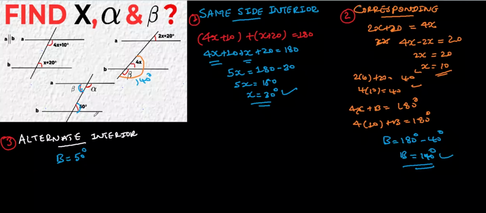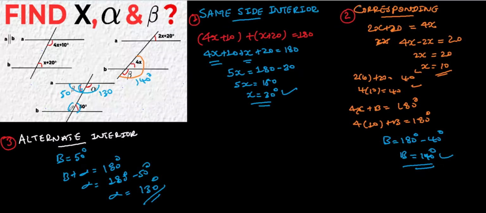Then, based on the principle of alternate interior angles, these angles are equal, and beta plus alpha is 180 degrees because they create a straight line. So alpha is equal to 180 minus 50, which is 130 degrees. In this case beta is 50 and alpha is 130 degrees. So 130 plus 50 gives 180 degrees, and on this side also 130 plus 50 is 180 degrees.